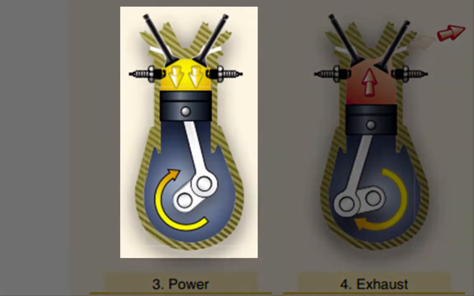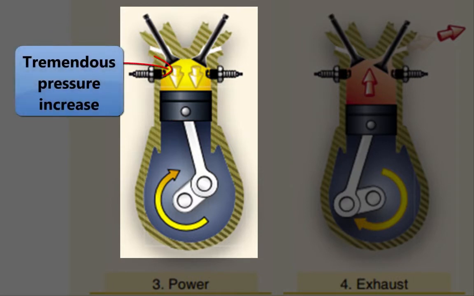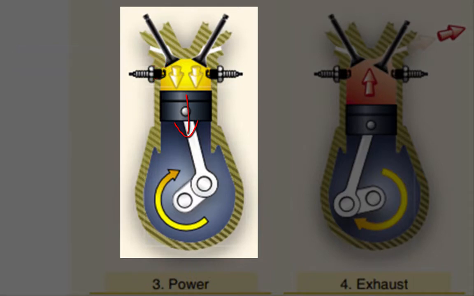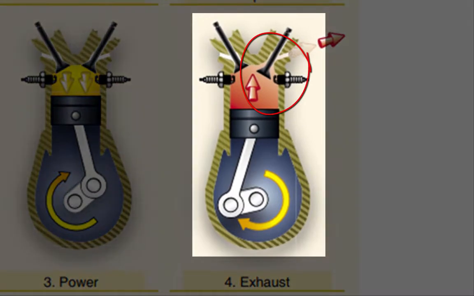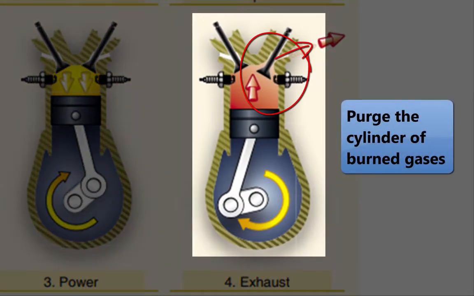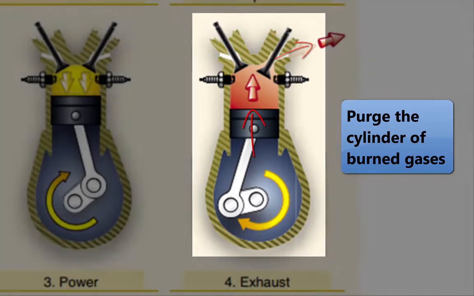3. The power stroke begins when the fuel-air mixture is ignited. This causes a tremendous pressure increase in the cylinder and forces the piston downward away from the cylinder head, creating the power that turns the crankshaft. 4. The exhaust stroke is used to purge the cylinder of burned gases. It begins when the exhaust valve opens and the piston starts to move toward the cylinder head once again.